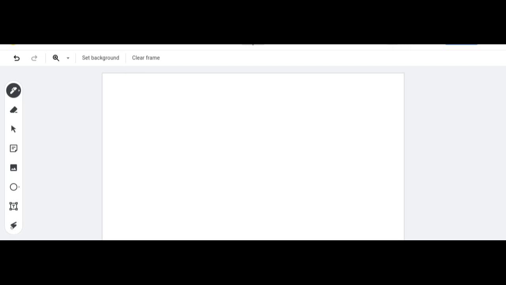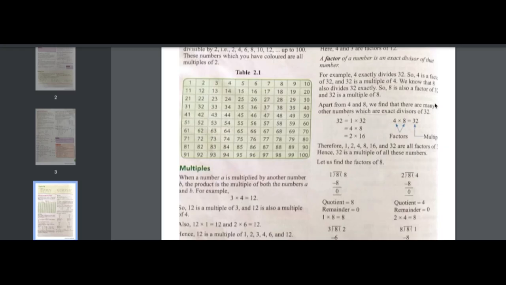Understood? Yes. Now we have to solve a few examples.